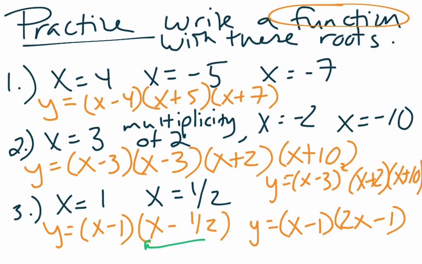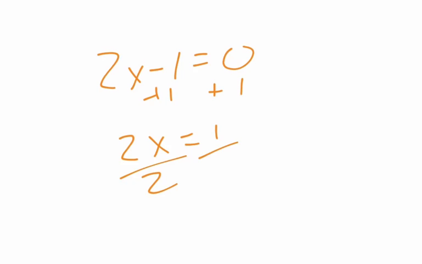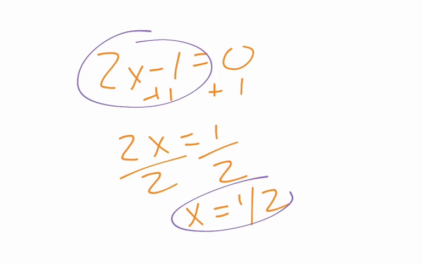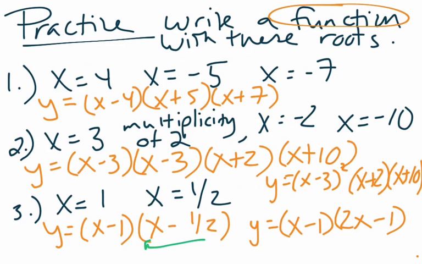And if you were to take that 2x minus 1 and solve that, you would add the 1 and then divide by 2, and that would give you the x of 1/2. But you'd want that to come from the factor of 2x minus 1, not the factor of x minus 1/2. That's just a little bit weird. But it's kind of nice to see the slide and divide.